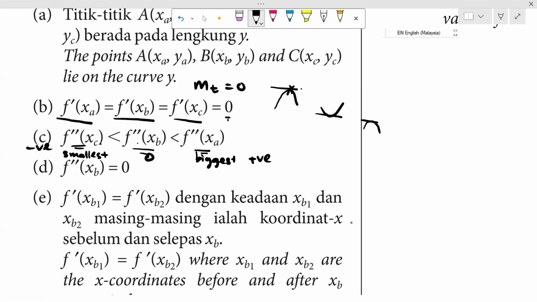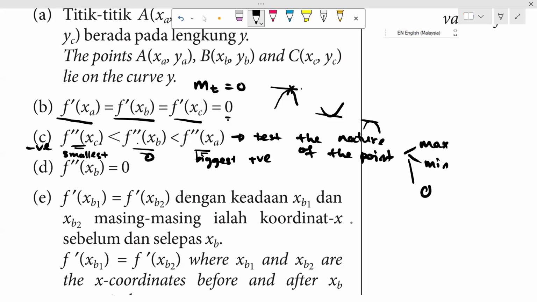So the question tests whether you understand what first order and second order differentiation mean. First order differentiation finds the gradient of the tangent. Second order differentiation tests the nature of the point, which means it is either maximum or minimum. And we have one odd one: when it is 0, you can't tell the conclusion. This is for the inflection point. Inflection point, okay?